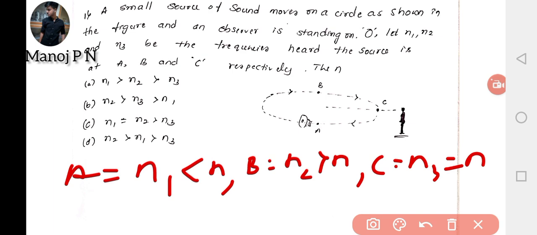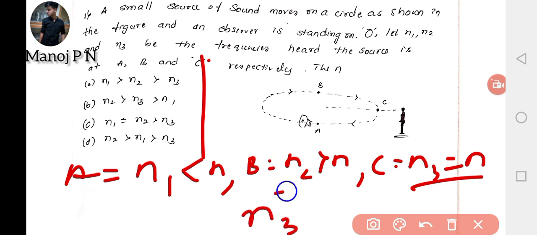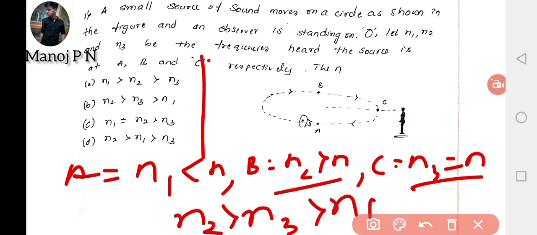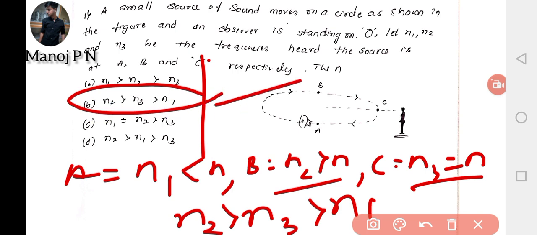So how can we get this frequency order? It's very easy. What is equal to N? Place that in the center. After that, N2 is greater than N, so N2 will be placed in front of this with a greater than symbol. N1 is less than N, so N3 will be greater than N1. So we can easily conclude that option B is the right answer, and the order is N1 is less than N3, and N3 is less than N2.